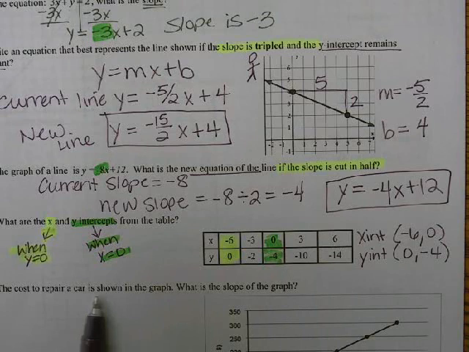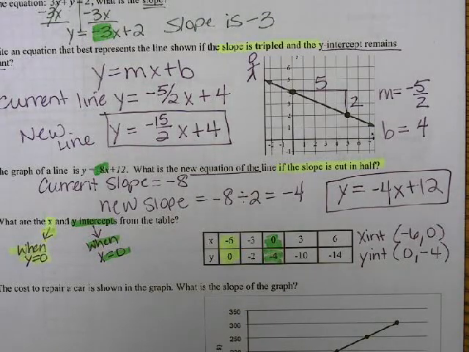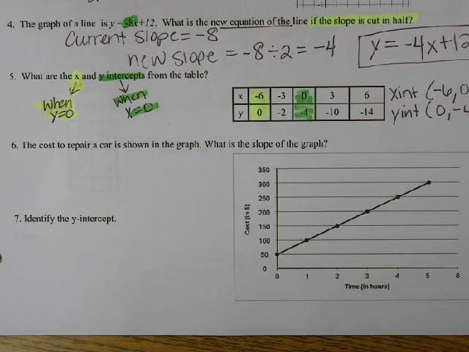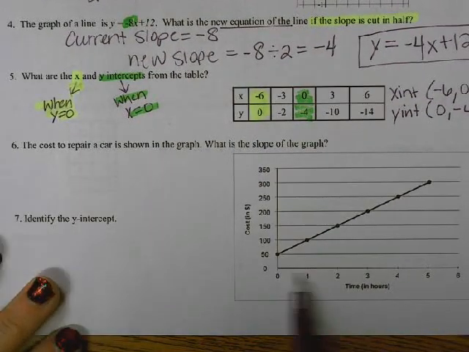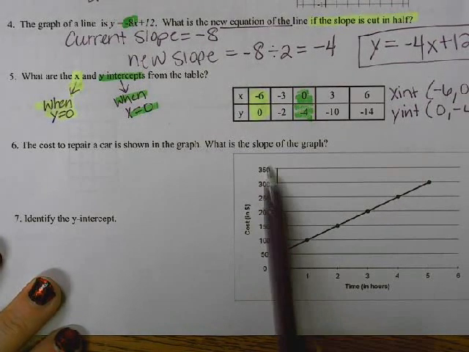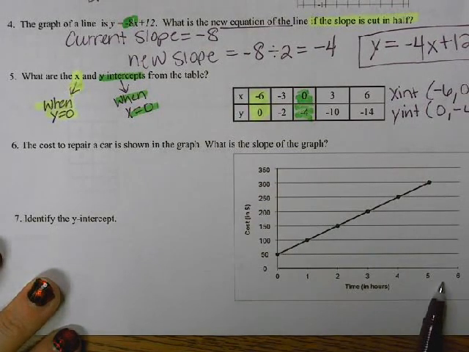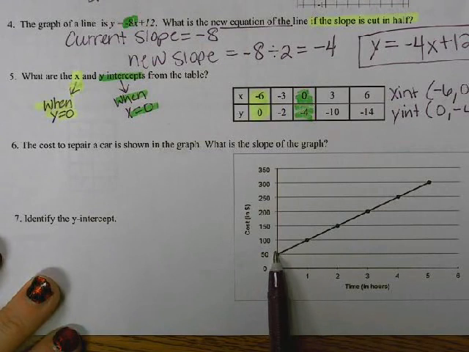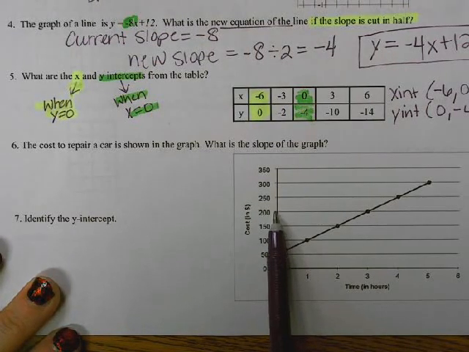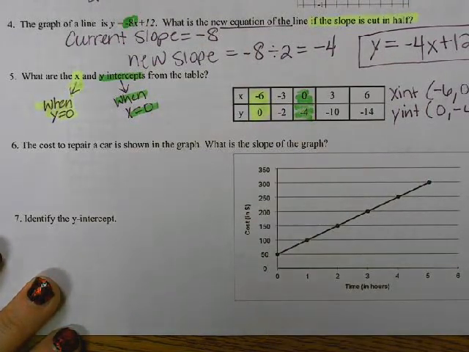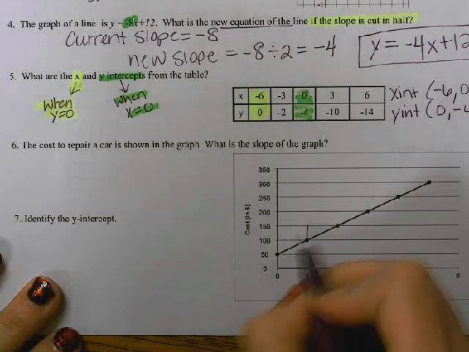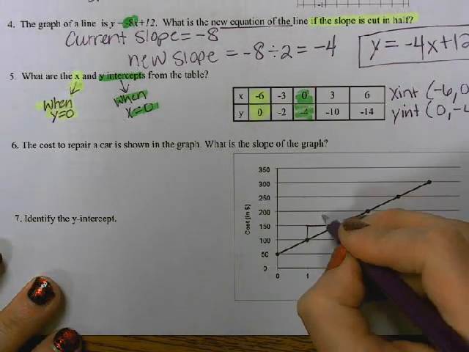Alright, number 6. The cost to repair a car is shown in the graph. What is the slope of the graph? Guys, on these graphs that they're asking us to find the slope of, we need to be very, very careful about how they number the x and y axis. So on the x-axis it's counting by ones, but on the y-axis, notice how each of those marks is counting by 50.